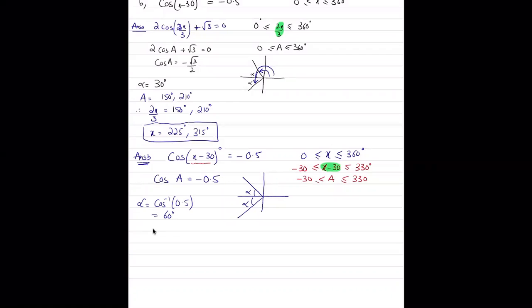So if this basic angle is 60 degrees, I want to find this angle first. This is the angle A and that is going to be the angle A. So the first angle A is going to be 180 minus 60, that is 120 degrees. The other angle is going to be 180 plus 60, 240 degrees. These are the two angles. Now I'm just going to check whether these are the only two angles that are going to lie between minus 30 and 330.